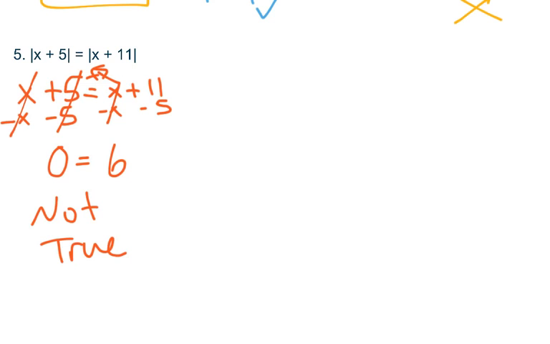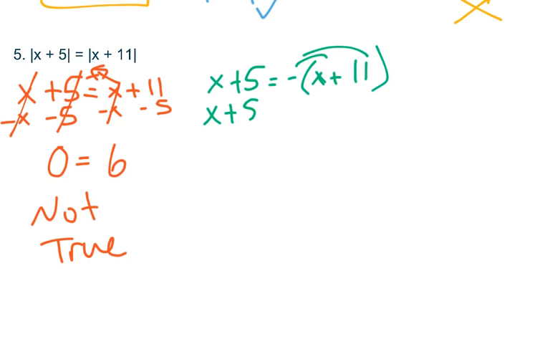Let's go do the second rule. Okay, so we drop the bracket for the first one, x plus 5 is equal to, we throw a negative sign in front of the second one, x plus 11. Okay, we'll distribute. So x plus 5 is equal to negative x minus 11. And we'll solve from here.